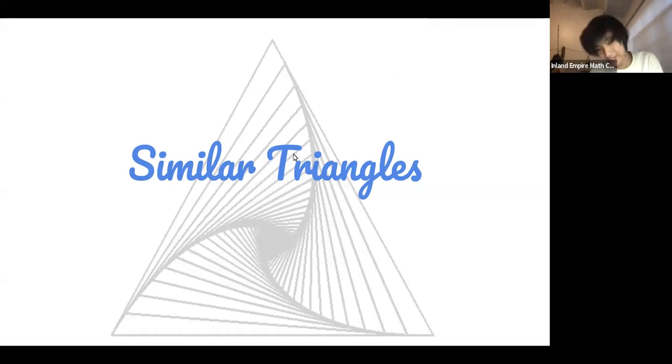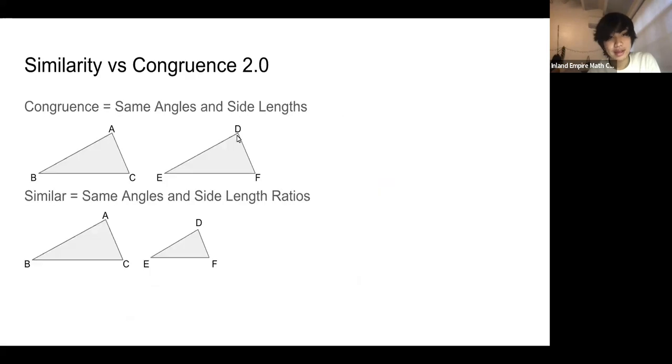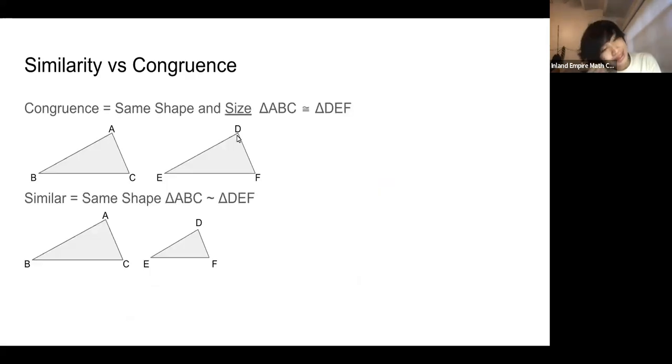All right. So today we're going to be talking a little bit about similar triangles. Do you guys remember what we did last week? It was another thing involving triangles, but instead of similar, it was congruent triangles. If you remember, congruence means same shape and size.